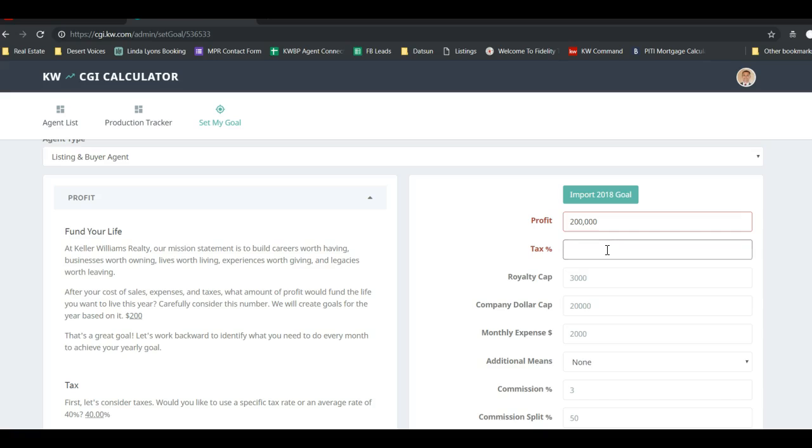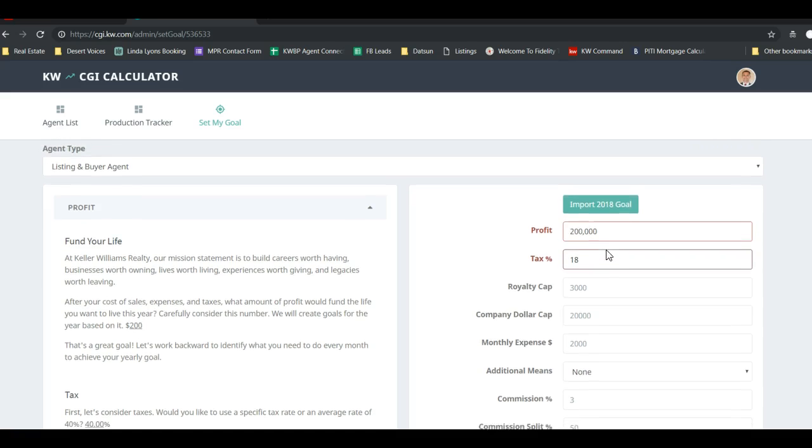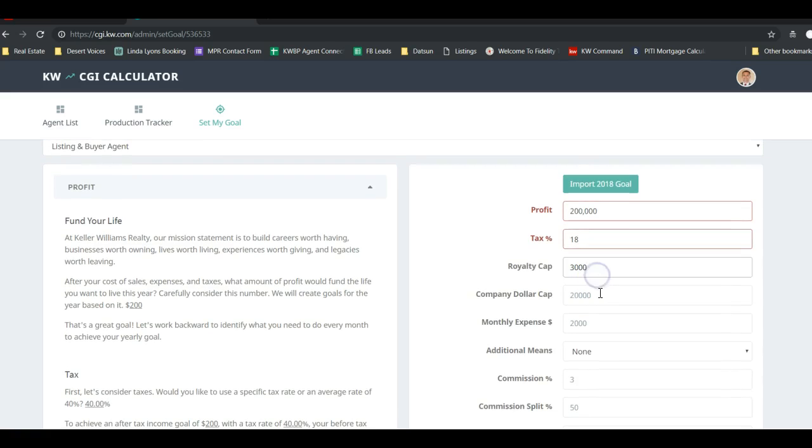That's pretty high. I'd say most people are going to be in the 25, 30, 35%, depending on how much you're able to write off. I happen to know mine's about 18. Andy knows how to write off stuff. Andy knows how to take care of business. So next one, royalty cap. This should be the same for everybody, 3,000. Company dollar cap. This is typically for our market center, 18,000. If you're on a team, you probably have a different company dollar cap, so make sure you do that. Make sure you manage that.